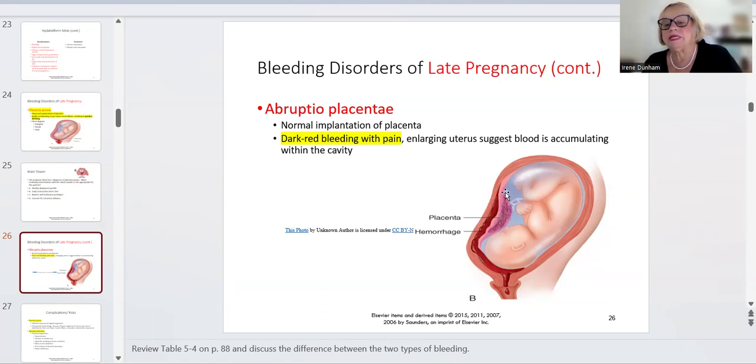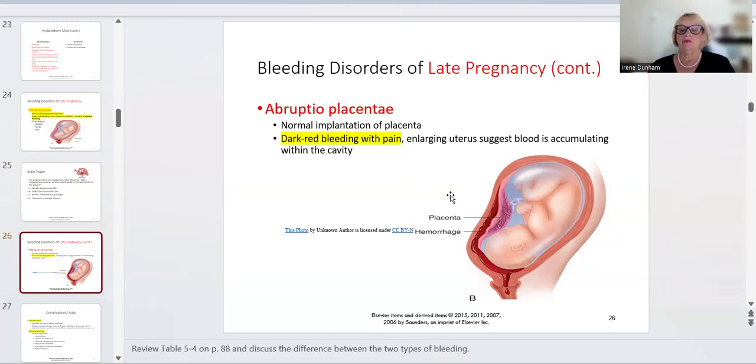And it's because this placenta should be right here against this endometrium. Now you have this like big cut inside. And so, yes, she's going to bleed. So with an abruptio placenta, you're going to get painful, dark red bleeding. That's what I want you to make sure you write down. Painful, dark red bleeding. All right.